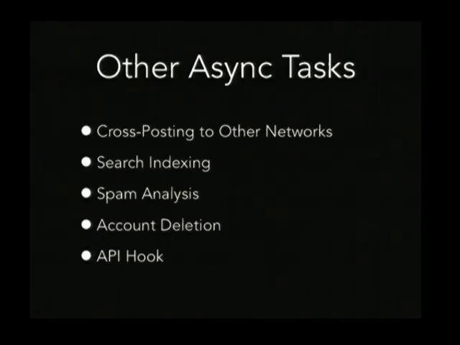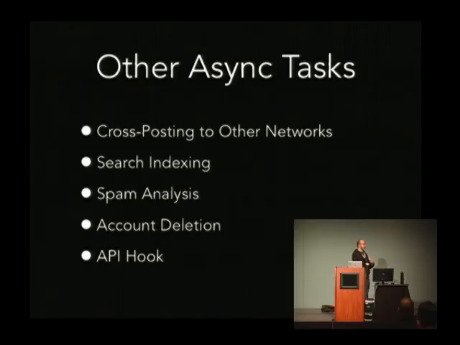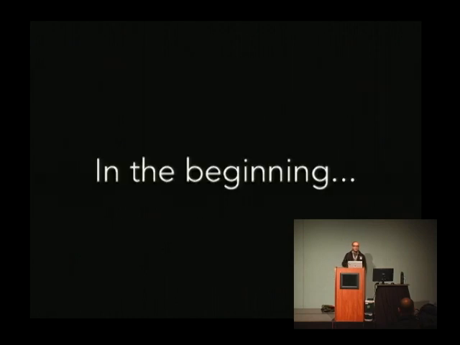So what else do we use other than the feed? What else do we use this async task system for? We do things like we cross-post to Twitter and Facebook and Tumblr. We have a search indexing system that's offline. We do spam analysis, permanent account deletion, permanent data deletion. We also have an API hook so you can get callbacks when photos are posted.